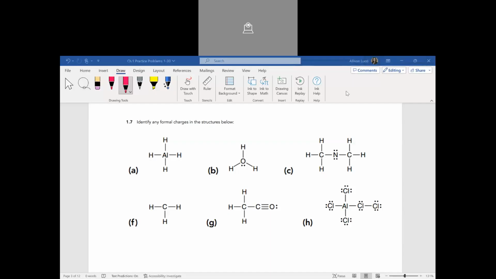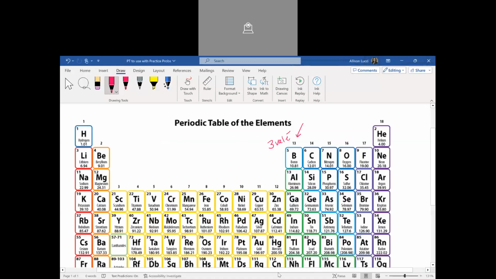For the next problem, 1.7, we will take a look at most of the A through H examples here, but there will be a few for you to try on your own. We're asked to identify any formal charges in the structures below, and if you're not familiar with the periodic table or you don't have it memorized, I would recommend having a periodic table handy to help us with our valence electron count. So let's go back here.